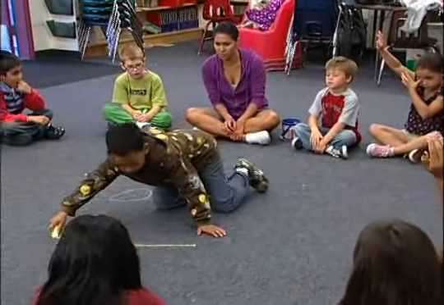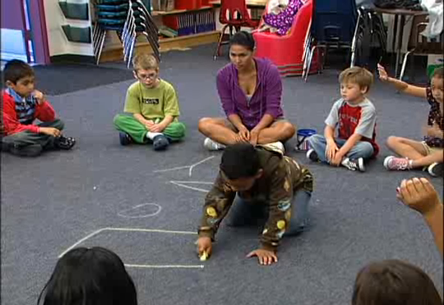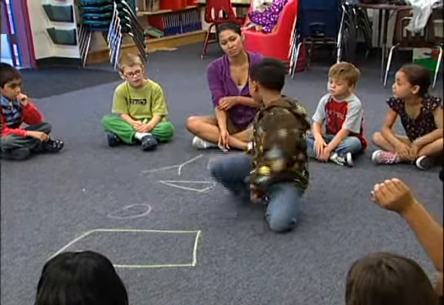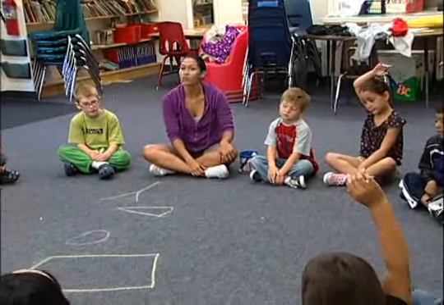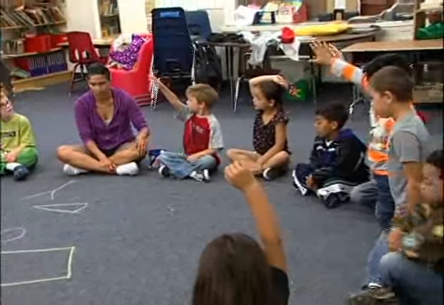Let's see, how many lines does a square have? That's a big square. A huge square. That's a rectangle. That's four. How many does it have? Four. Good. I want to pick hands who are sitting.